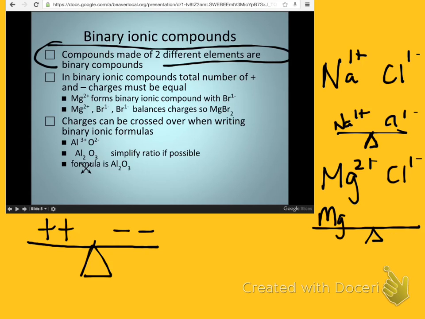So magnesium 2 plus is going to require 2 chlorine 1 minuses in order to balance the charges. Because remember, ionic compounds are neutral. These are neutral overall, so those charges have to be balanced.